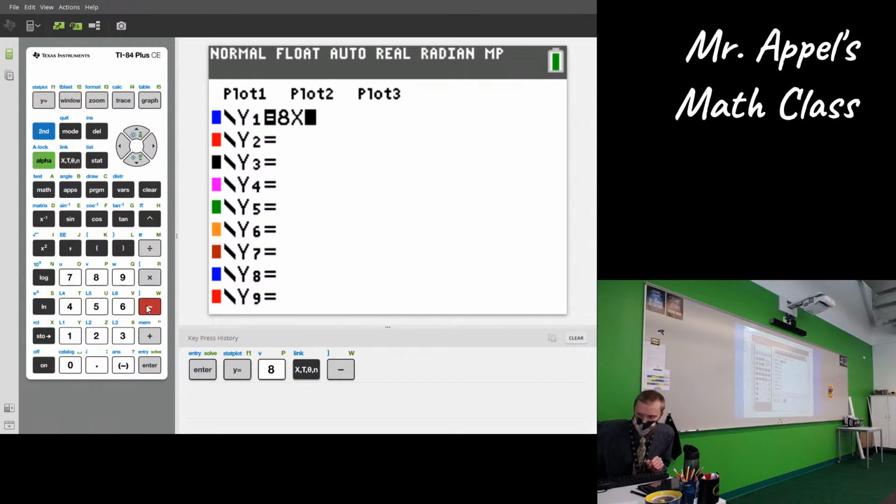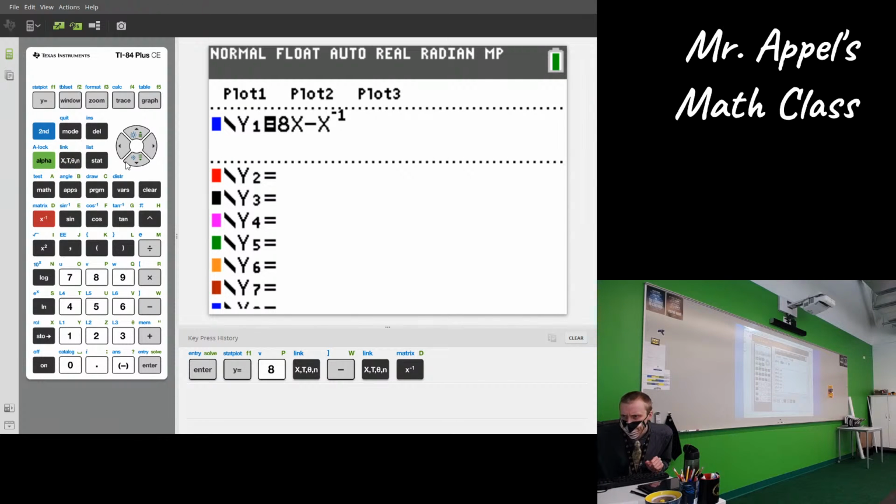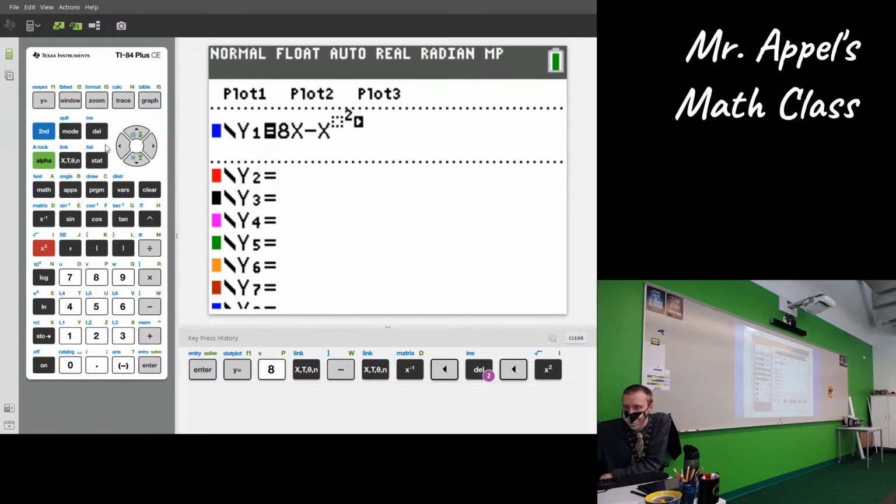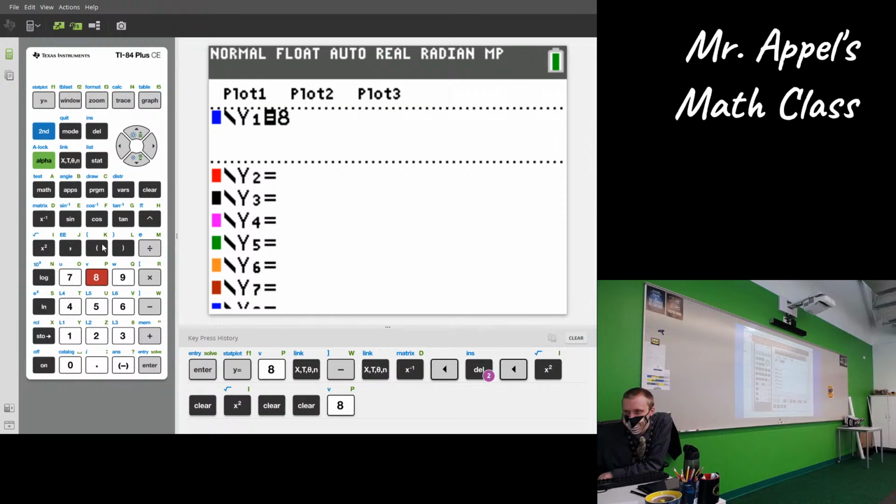8x minus x square button. Oh, that's the inverse. Whoops. Over, delete. Square button. Okay. You're squaring the exponent. Now you've really done it. There we go. Clear the exponent. And I gotta start over. This thing is being too fancy for me. I'm used to the old school one. All right. Start again. 8x minus x. Just the square button. There we go.